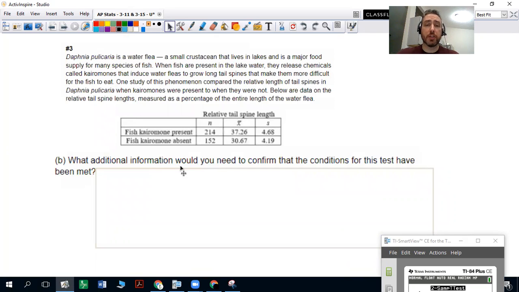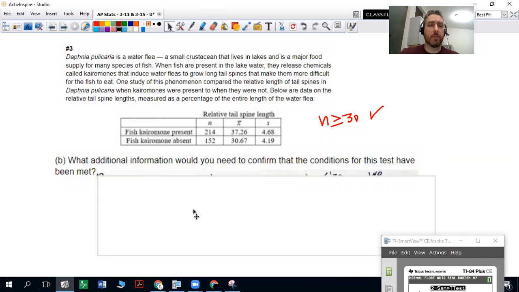So what additional information do we need to confirm that the conditions for this test have been met? So let's go through the problem and see if we can figure out what's not stated. We have a large sample size, so n is greater than or equal to 30 for both, so we're good on that. We don't know how many water fleas are present, so we're not sure if we met the 10% condition. And it doesn't say anything about random samples.